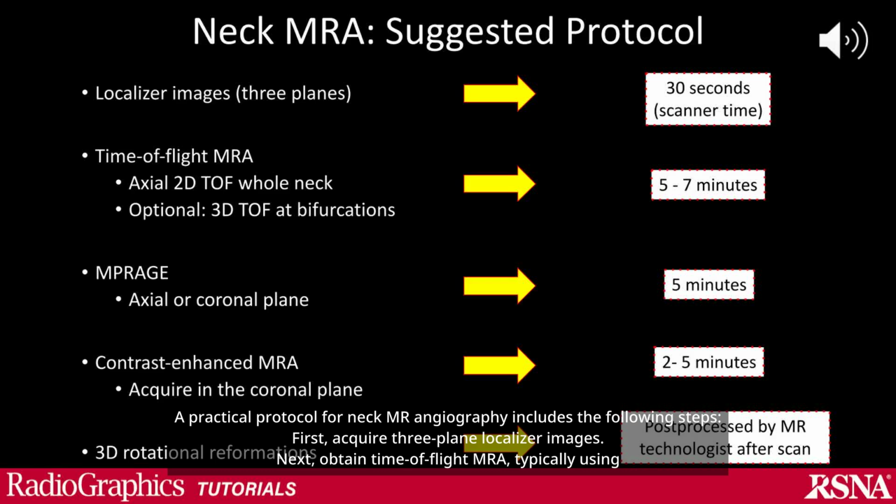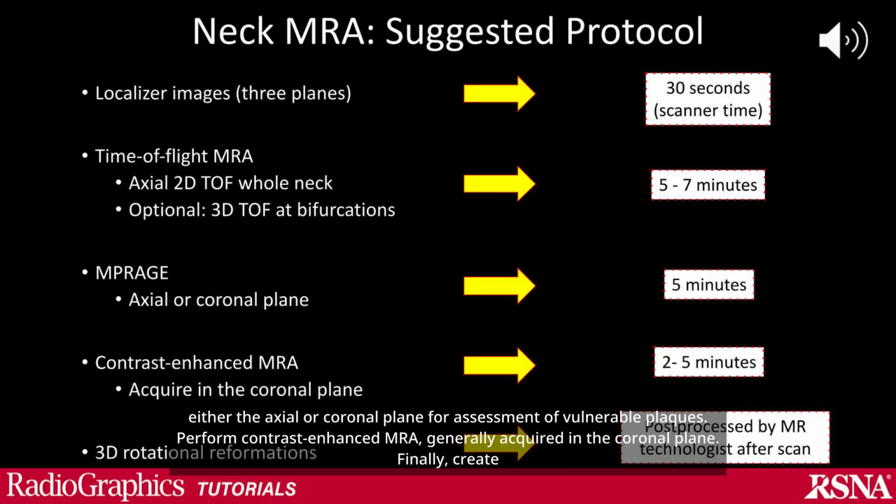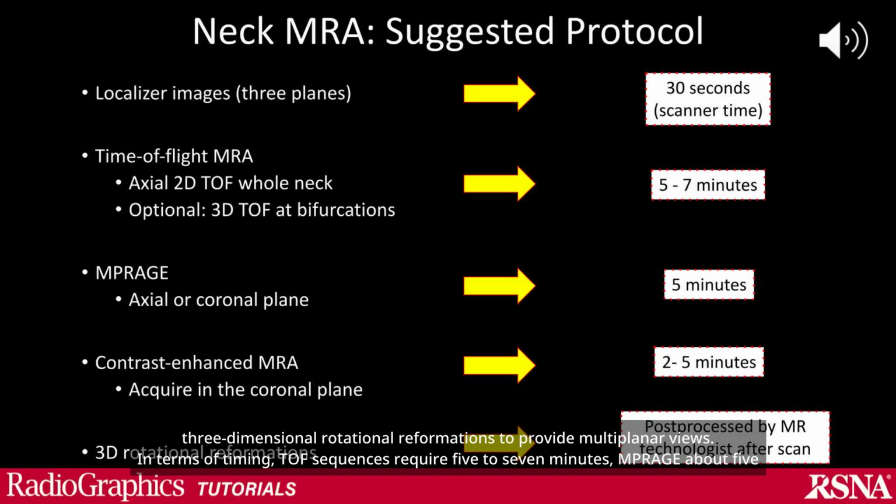A practical protocol for neck MR angiography includes the following steps. First, acquire 3-plane localizer images. Next, obtain time-of-flight MRA, typically using axial 2D TOF for the entire neck, with an optional 3D TOF targeted at the carotid bifurcations. Incorporate MPRAGE sequences in either the axial or coronal plane for assessment of vulnerable plaques. Perform contrast-enhanced MRA, generally acquired in the coronal plane. Finally, create 3-dimensional rotational reformations to provide multiplanar views.